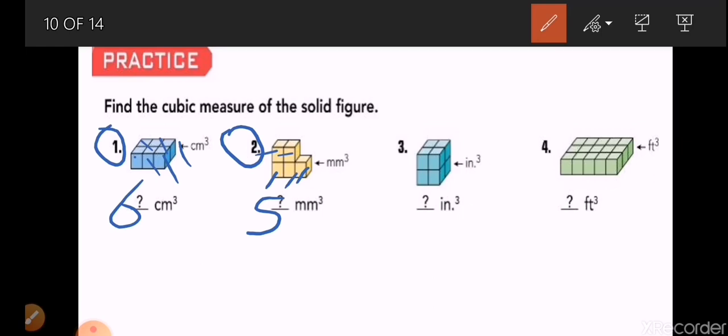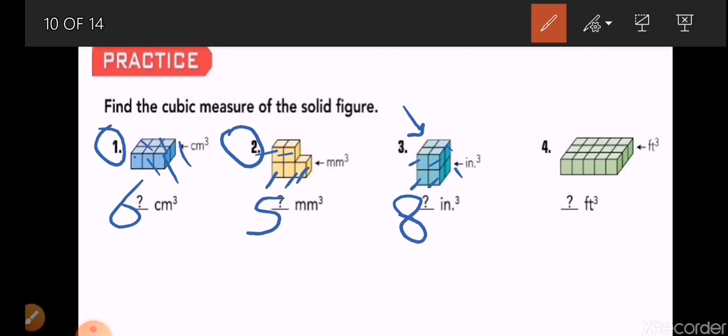Number 3, I have 1, 2, 3, 4. Then to the back I have what? Also 4, but some of them are hidden. 1, 2, and on this part I have 2, 1 up, 1 down, but hidden. So totally I have what? 8 inches cubed.